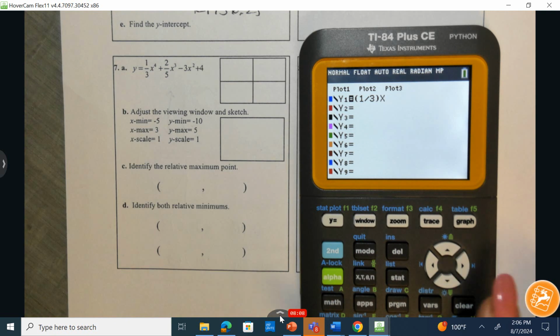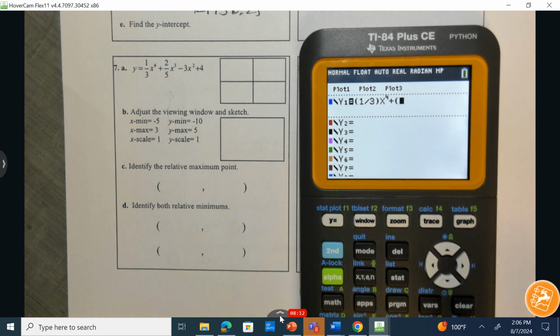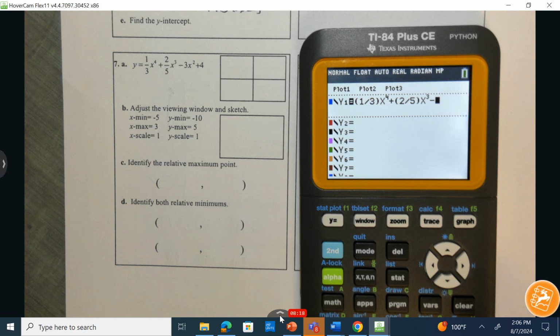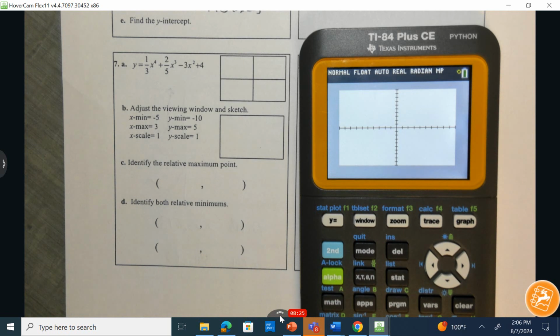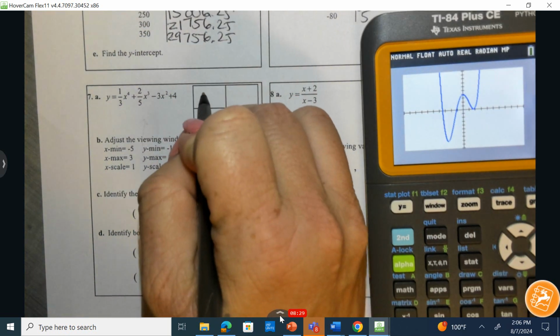Now how do I raise it to the 4th? Raise to the 4th, bring it back down, plus 2/5 x to the 3rd, okay, bring it back down, minus 3x squared plus 4. All right, so I've plugged it all in. I'm going to graph it here. Now this is just a rough graph, okay? So I'm going to just do a real quick rough graph of what this looks like.